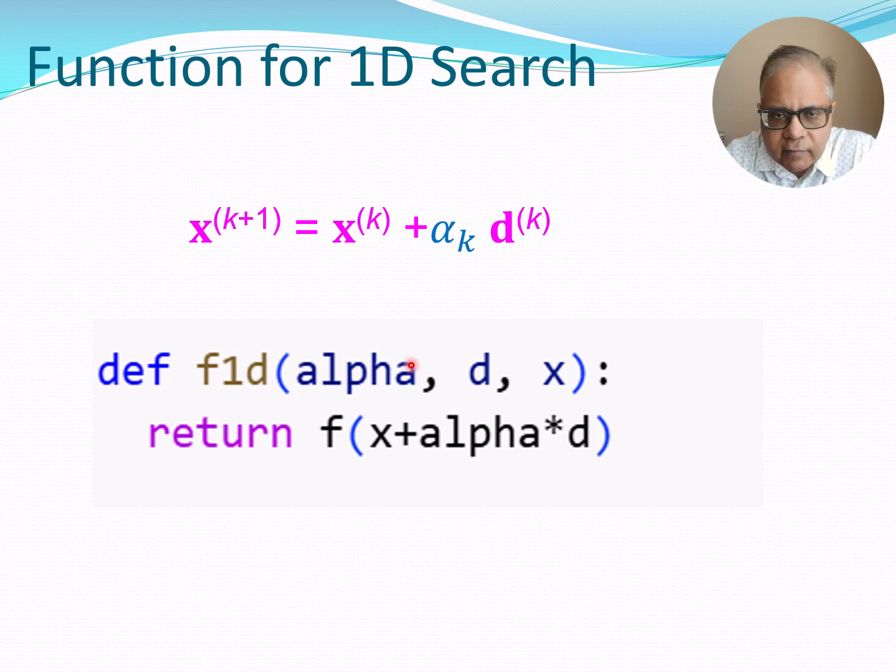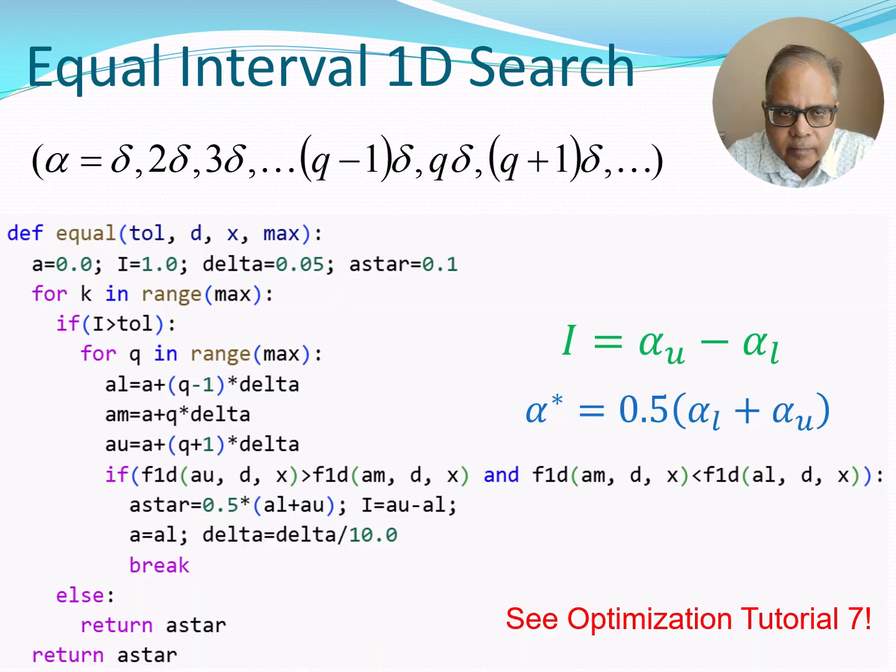So I'm going to need one more simple function for the one-dimensional search, and that function is f1d. So this function is going to take in alpha, d and x, and it's going to return the function value of x plus alpha d. So remember, this is the next point in the design space. So what this function does is that it's going to take in various different values of alpha and it's going to return the function. So that's going to help the 1D search function essentially calculate these particular values and find the optimal alpha. Let's look at the 1D search. So again, the 1D search I am going to use is a very simple one.